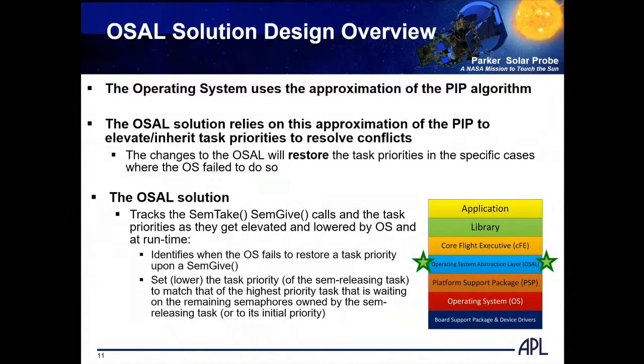And essentially in the OSAL, we added bookkeeping and activity within the OSAL sem takes and sem gives to track the priority of the task, and track the priorities of the tasks that are blocking on the current semaphore that's under contention. Essentially, upon a semaphore release, a sem give, within the OSAL, that specific operation detects: is my priority higher than it should be, based on all of the other tasks that are waiting for this particular semaphore?